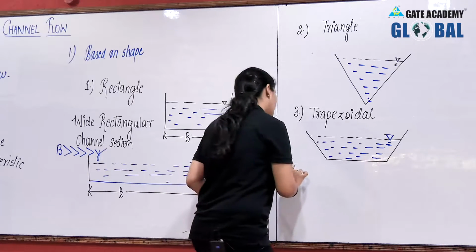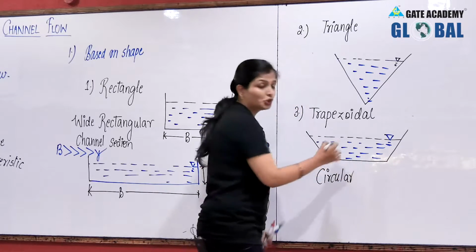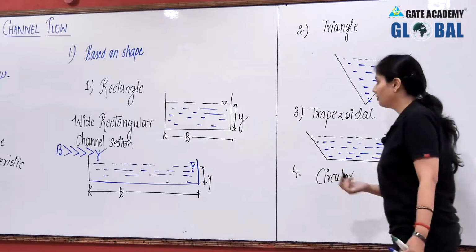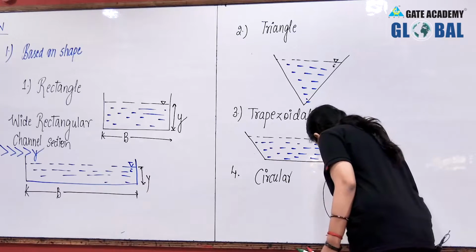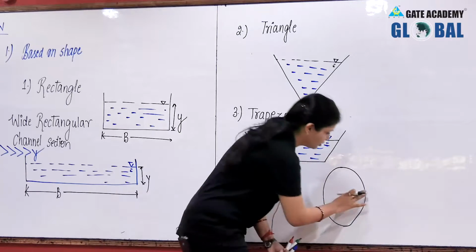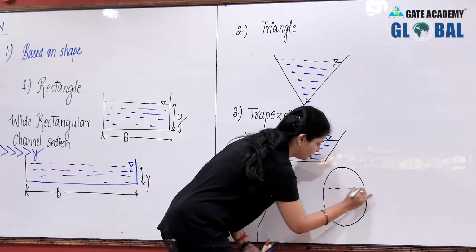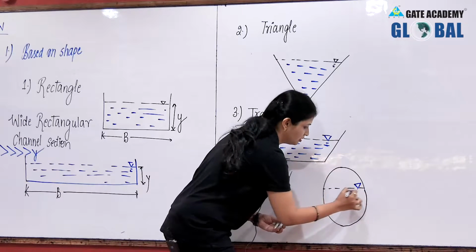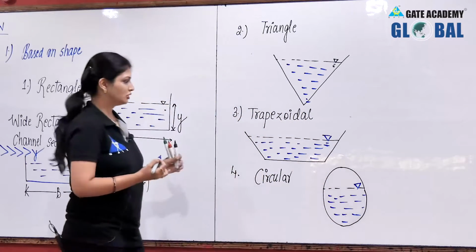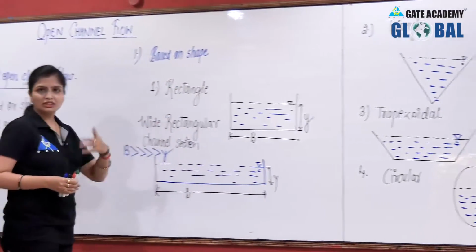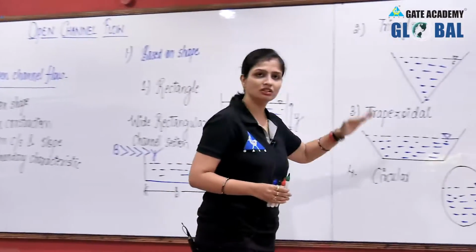Now, similarly, you can draw circular also. But what you have to keep in mind is it should be subjected to a free surface. So here, drawing a circular channel section, it somewhat got distorted. Assume it to be circular. This is your circular channel section. Now, could you tell me some other types based on shape? We have studied rectangle, wide rectangular, triangle, trapezoidal, circular.